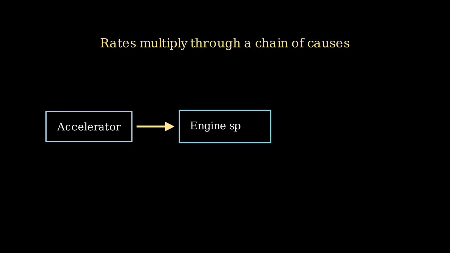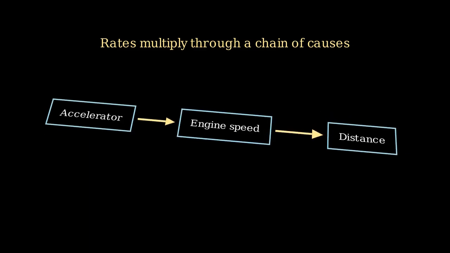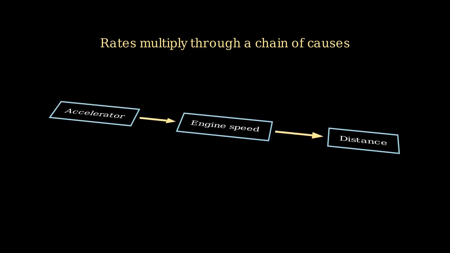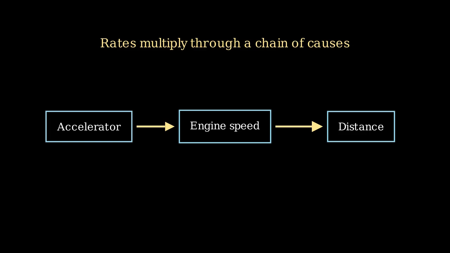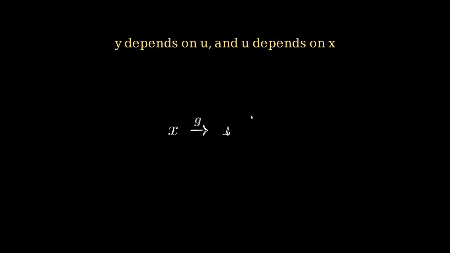Picture a car on a highway. Pressing the accelerator changes the engine speed, and the engine speed changes how fast the car covers distance. Speed up the engine a little, and the whole chain reacts. The wheels turn faster, and the distance changes faster too because the rates multiply through the chain. That is the whole idea behind the chain rule.